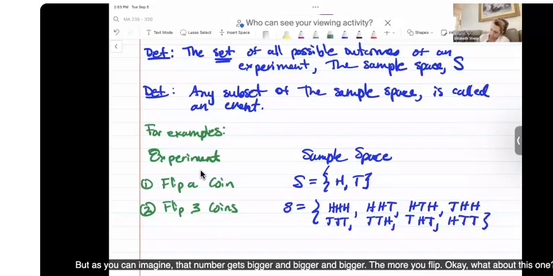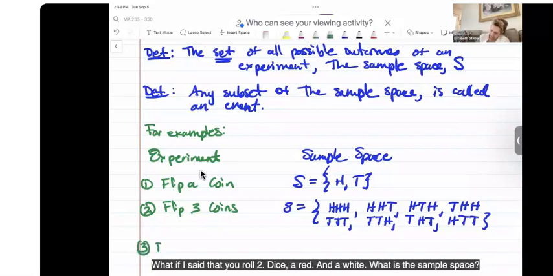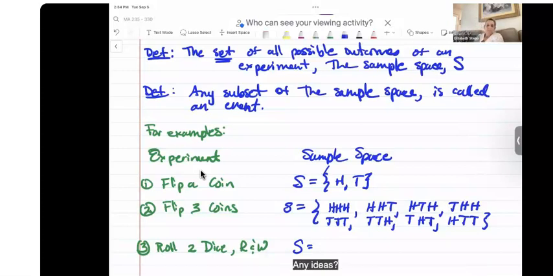What about this one? What if I said that you roll 2 dice, a red and a white? What is the sample space? Any ideas?